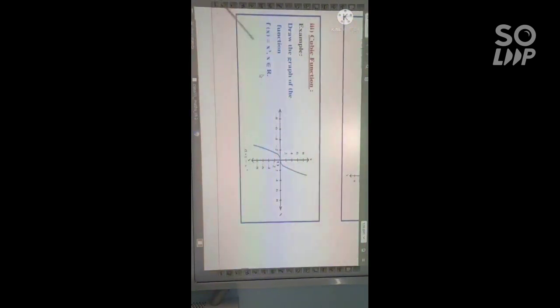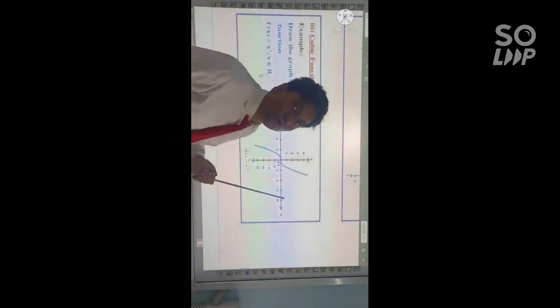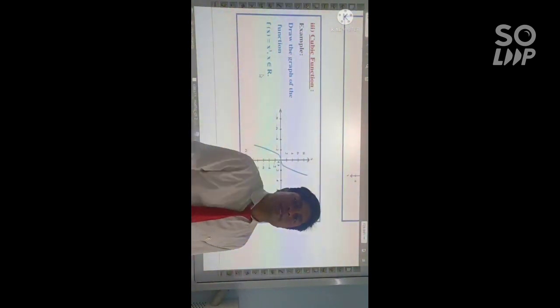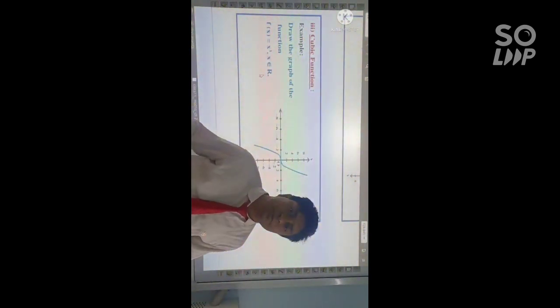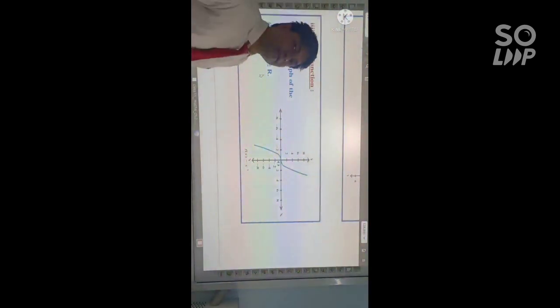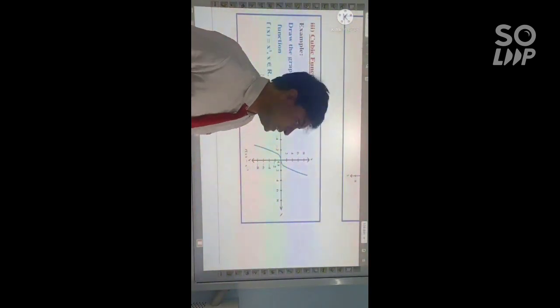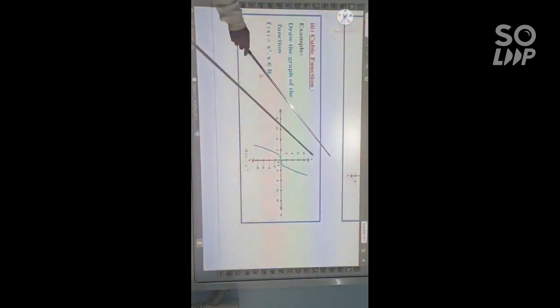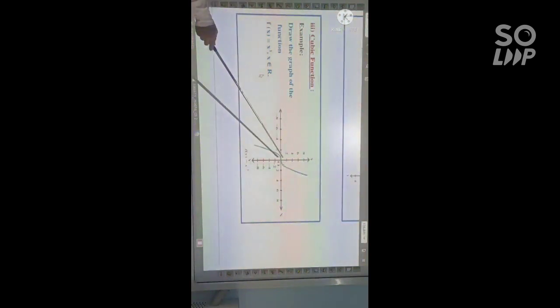Now, the cubic function. If the highest power of the variable is equal to 3, then we say that this is a cubic polynomial. So, draw the graph of the function f of x equal to x raised to 3, where x is a real number, x is the domain. What is the meaning of domain? All the values of x are called the domain. This is the diagram of y equal to x cube. When we put x equal to 0, we find y equal to 0.